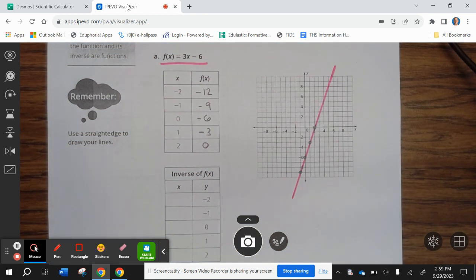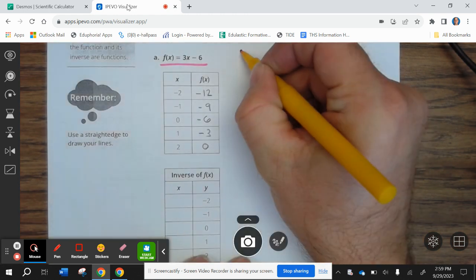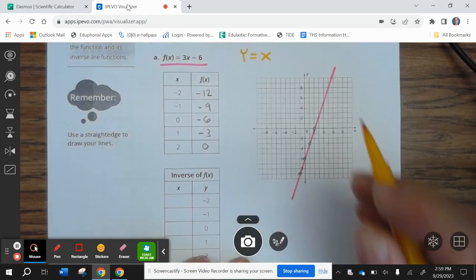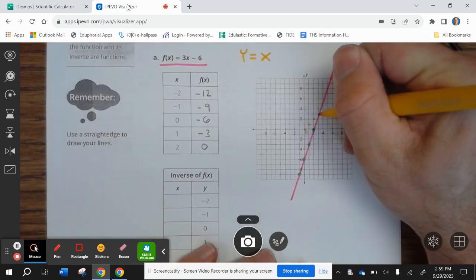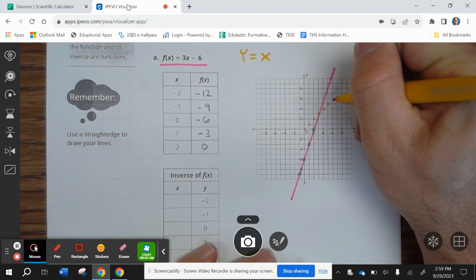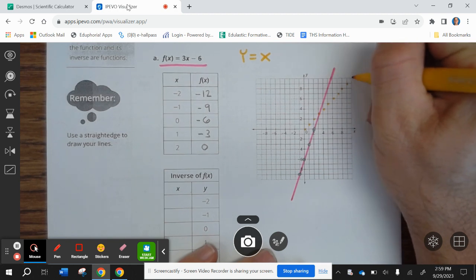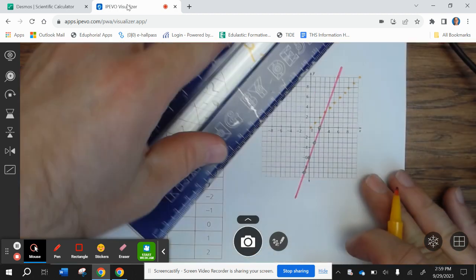Okay, now, when we talk about inverses, we really need to graph the y equals x line. Okay, so (0, 0), (1, 1), (2, 2), (3, 3), (4, 4), (5, 5), (6, 6), (7, 7), (8, 8), (9, 9), (10, 10).